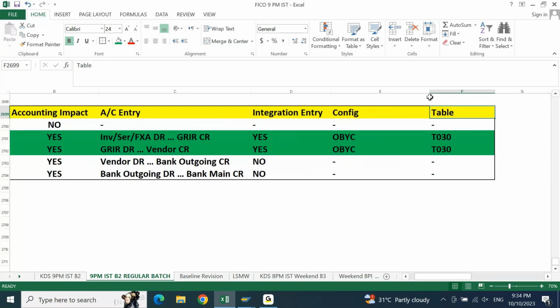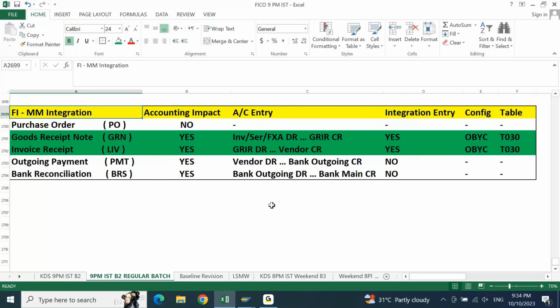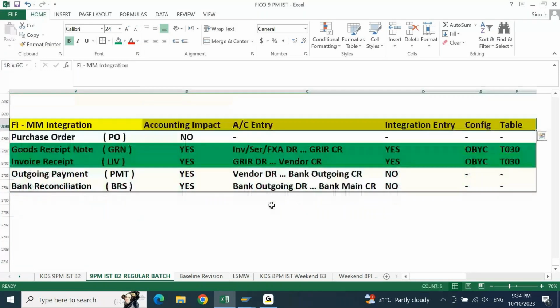When you refer to it, make sure you are able to adjust the column widths and all. Wherever you are unable to see it, just decrease the column size to see it properly. Since we have different things in the same sheet, based on the field I'm seeing, I'm expanding accordingly. In short, this is related to your FI MM integration.